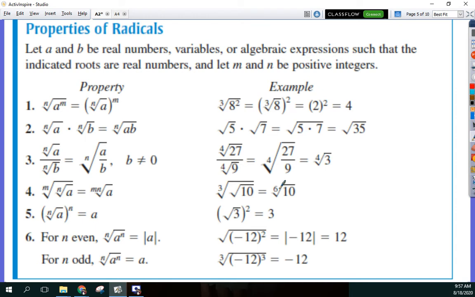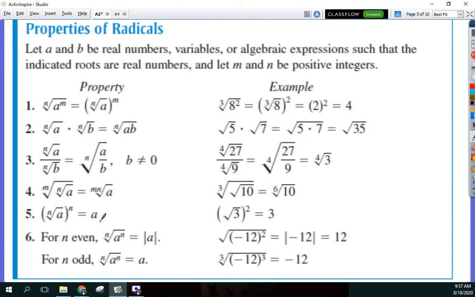Next up, hopefully we recall from Algebra 2 that radicals and exponents are inverses of one another. So that means that if I have an exponent of n and a nth root radical, they are going to multiply together and undo each other. So we just end up with whatever is underneath our radical.